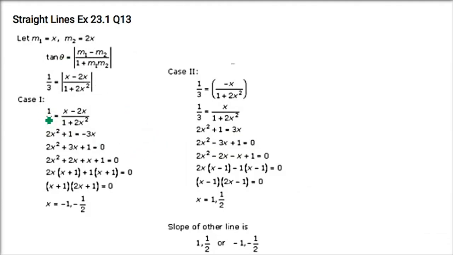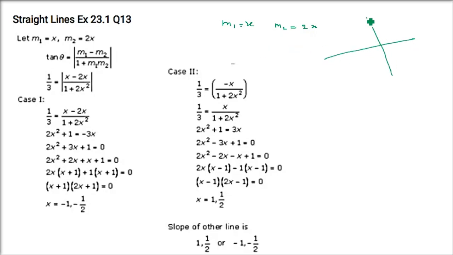Now the question is, the slope of a line is double the slope of another line. If one line has slope m1, which we assume to be x, then m2, the slope of the other line, will be 2x. And the tangent of the angle between them is 1 by 3.